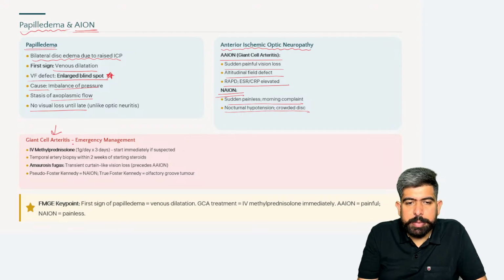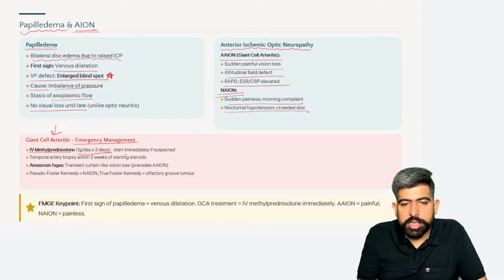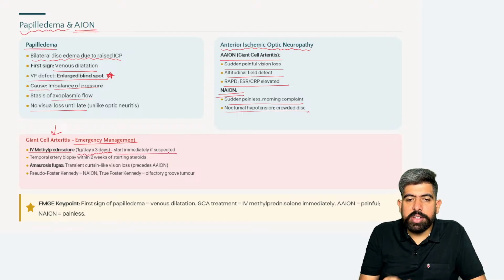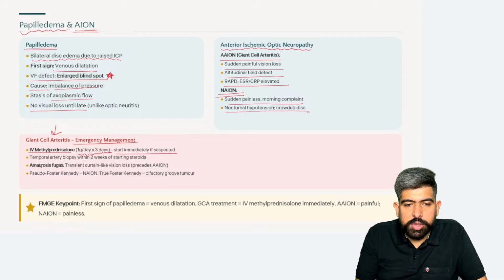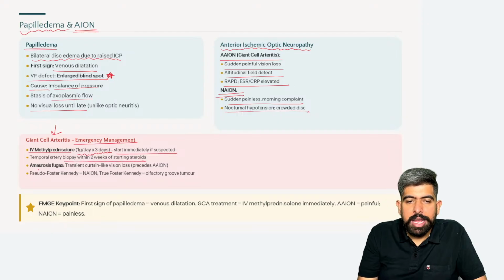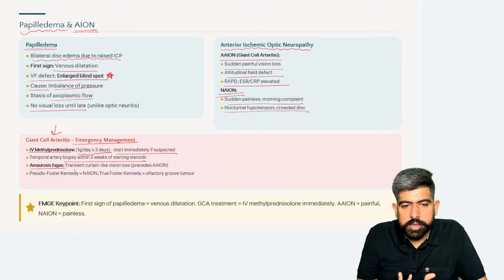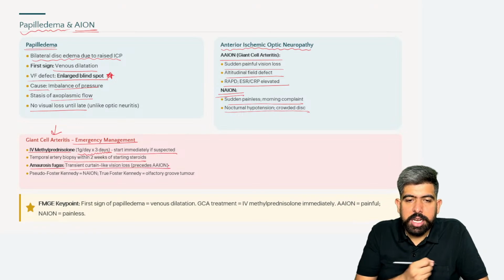So the emergency management, what should be done? We have to give IV methylprednisolone 1 gram per day for 3 days. Start immediately if suspected, right? Also, the temporal artery biopsy within 2 weeks of starting the steroid. Also, we can see amaurosis fugax. In this, a transient curtain-like vision loss will be seen in this condition.